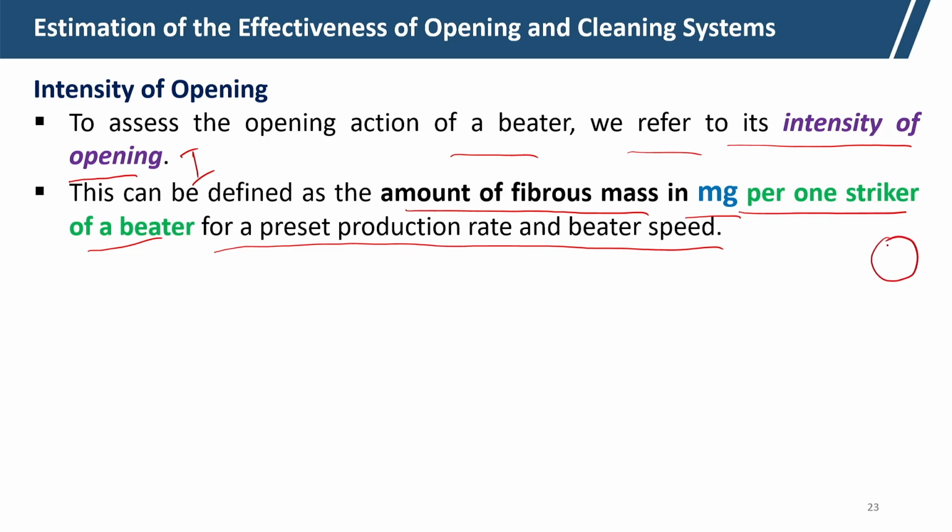Suppose there is a beater, this is the beater spike, and the fibers are coming here for a certain production rate. Now, for one strike, how much fiber is being fed? That is the intensity: the amount of fiber mass in milligrams presented to the beater per beating, per strike. That is known as the intensity of opening.